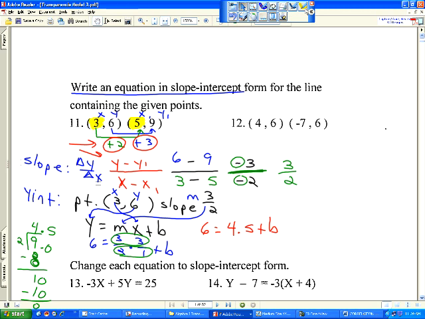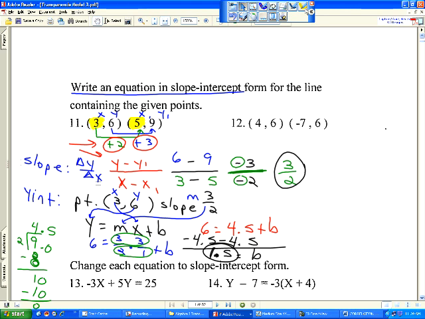Now we're going to get the junk off of b, so we subtract 4.5. We're isolating the b. And so we get the y-intercept b is 1.5. So we have found the y-intercept, and we have found the slope. So now we can write an equation in slope-intercept form.